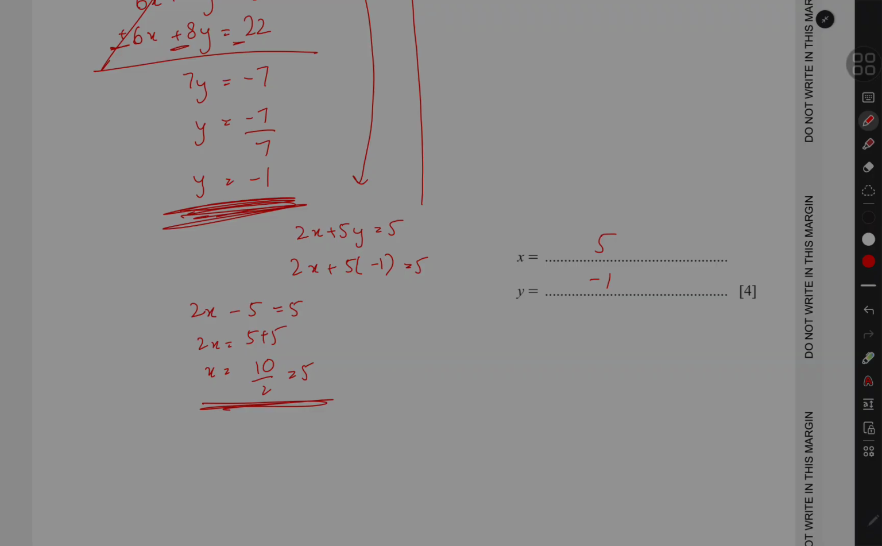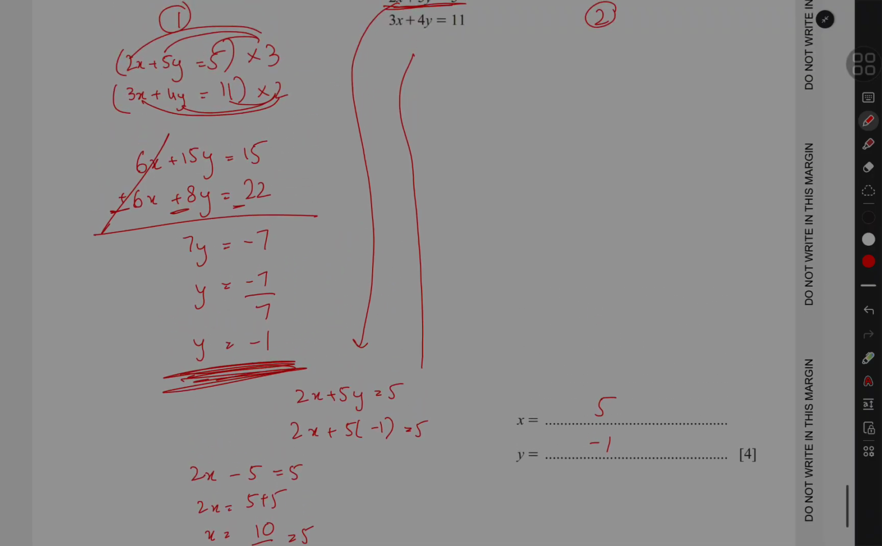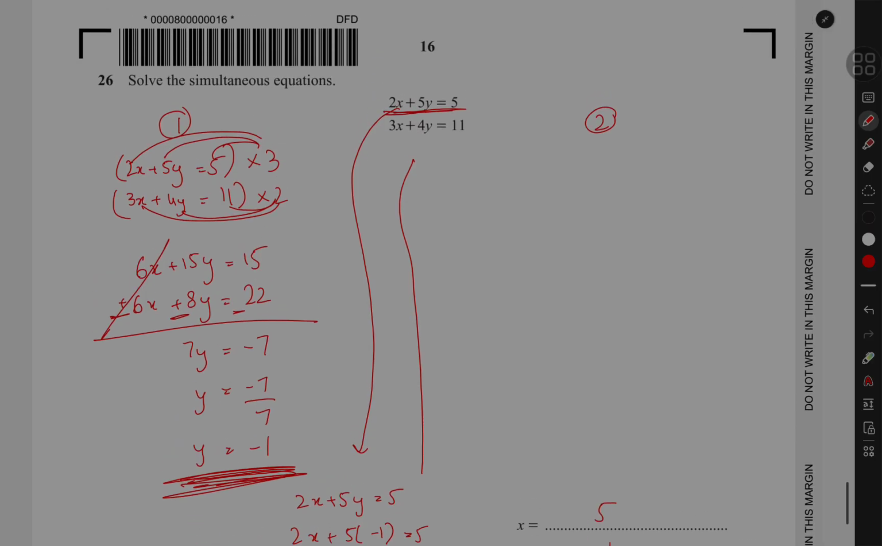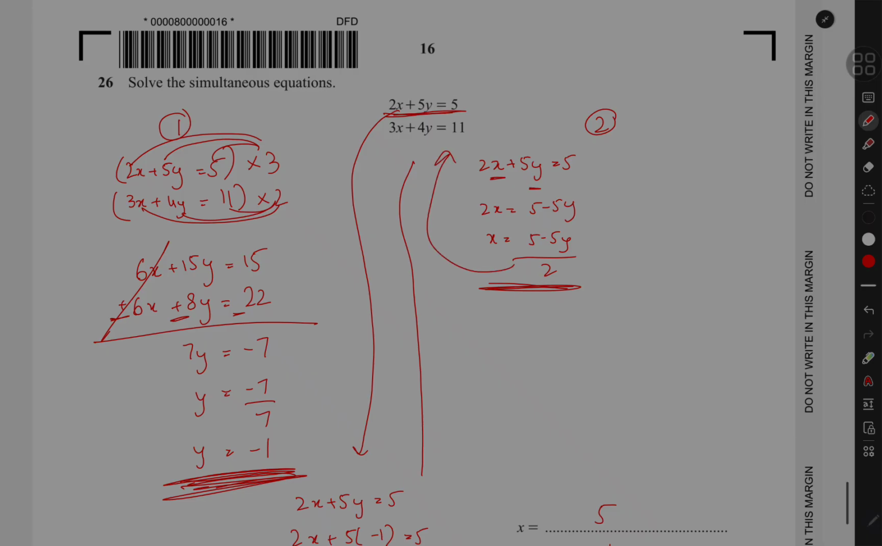Now I will show you the other method as well. All of my class and my teacher also use this method, so I think I should teach you, but you can choose whichever. So this method is 2x plus 5y is equal to 5. I want to get the value of x or y in terms of the other variable. So I'll use just x as an example. 2x equals 5 minus 5y, and then x is equal to 5 minus 5y over 2. Now I know the value of x in terms of y. I can just use this and put it in the other equation.